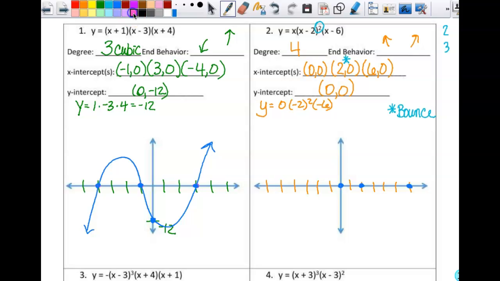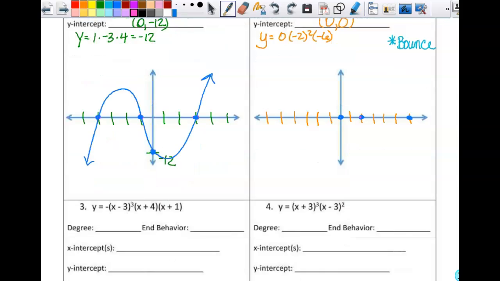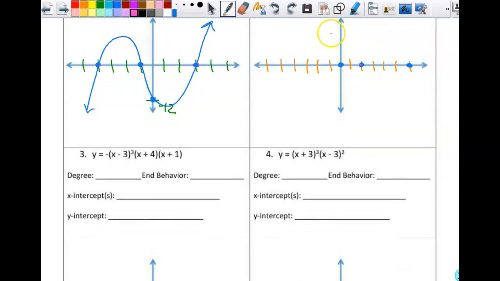My end behavior is up, up. So I have to start up here. This is where I pass through. When I come back up, I'm going to bounce off my x-axis and come back down because this is where my bounce is. So make sure you know where that bounce is so you don't bounce at the wrong spot. So this is what it would look like. I would come up here, come down, go back up, bounce, back down, and back up.